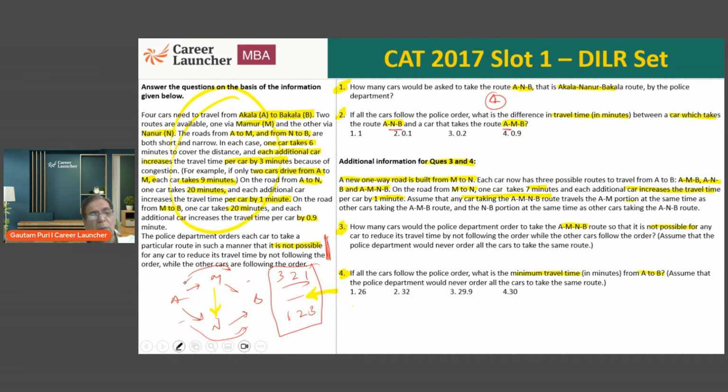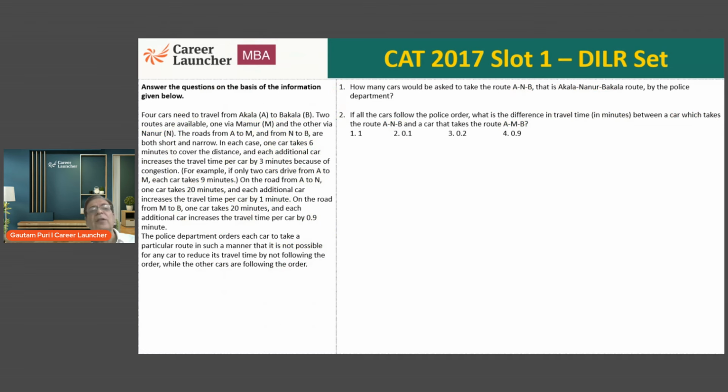Okay. So let's now look at the information again and start solving the data set. Because so far I have not put the numbers or the time correctly. 4 cars need to travel from A to B. So we have A to B. 1 route goes via M, 1 route goes via N. Let me make it a little bigger.